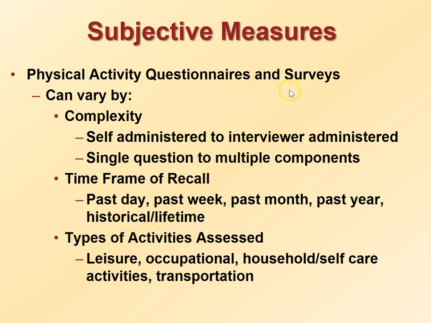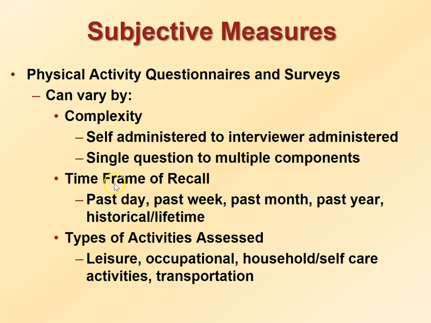Questionnaires and surveys are subjective instruments used in epidemiological research to quantify physical activity. Physical activity questionnaires or surveys can vary by complexity, time frame of recall, and types of activities surveyed. Complexity. Physical activity questionnaires can vary in complexity by the manner in which they are administered, self versus interviewer. They can also vary from the use of a single question to more complex questionnaires that attempt to survey a wide range of popular activities over a predetermined period of time.